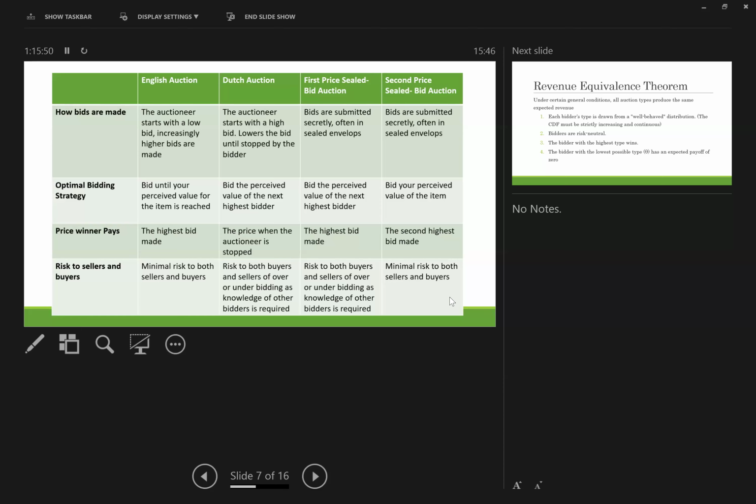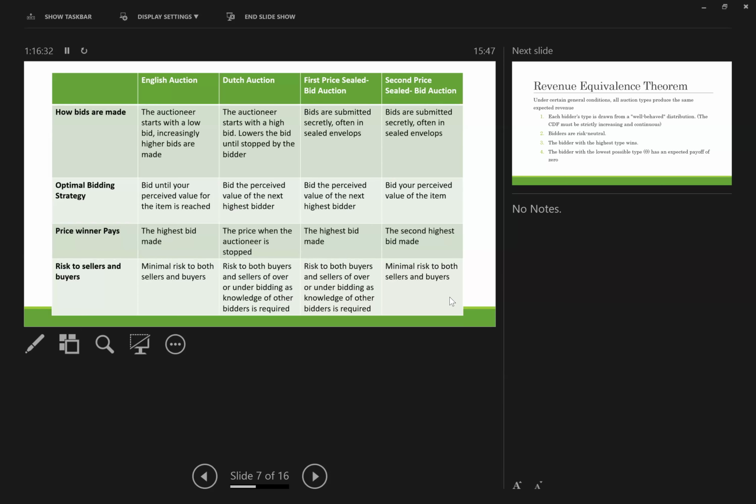Then we have the risk to sellers and buyers. For the English, we have minimal risk to both the sellers and the buyers. For the Dutch, you have the risk to both the buyers and sellers of over or under bidding as knowledge of other bidders is required, okay? And then for the first price, risk to both the buyers and sellers of over or under bidding as knowledge of the others is also required in this case. Then minimal risk to both sellers and buyers as far as the second price auction is concerned.